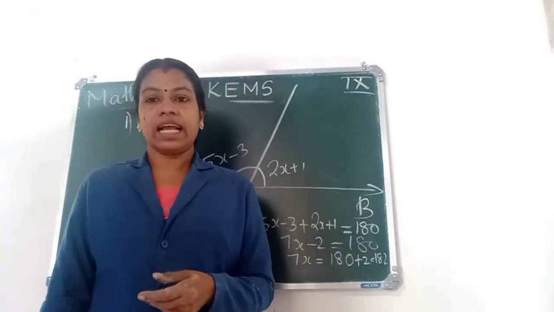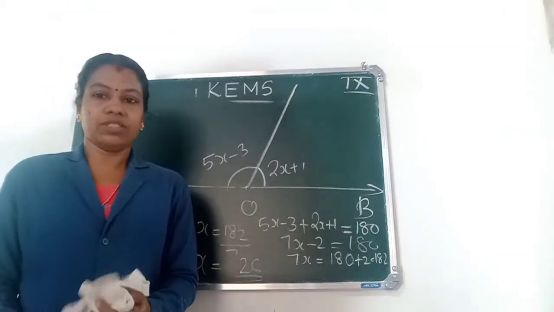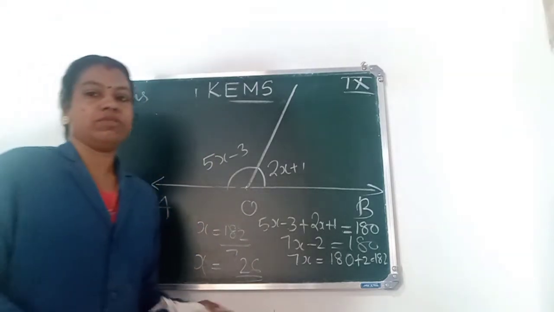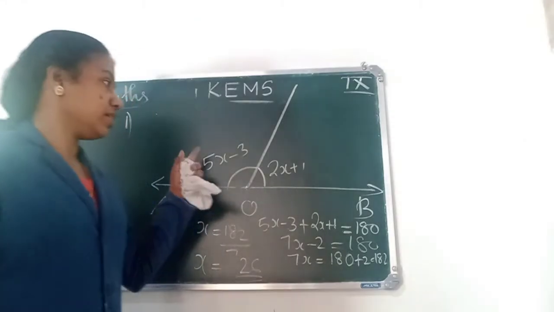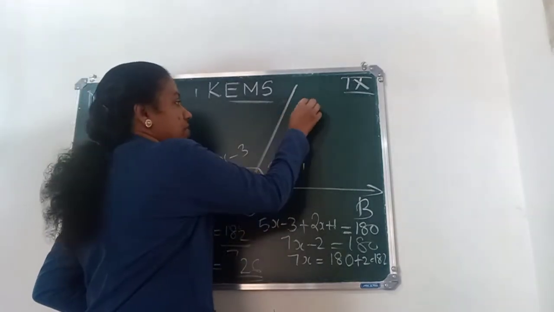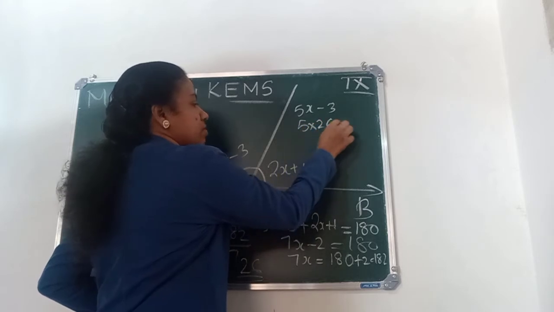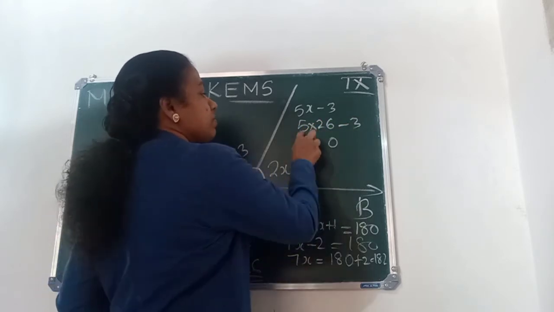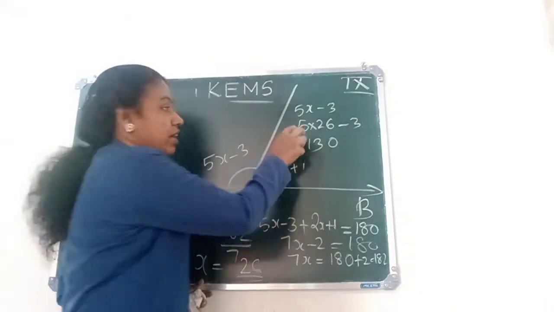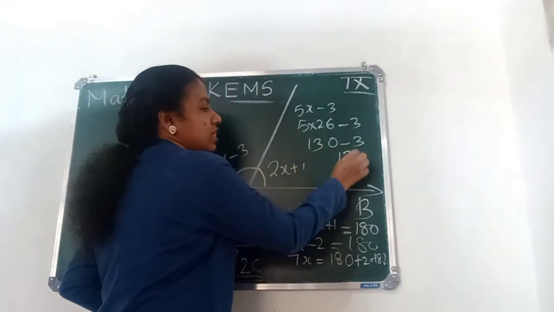So what is the first angle? First angle is 5x minus 3. To find the angle, just put the value of x in the first one. That is 5x minus 3, that is 5 into 26 minus 3. 5 into 26 is 130. 130 minus 3, 127.